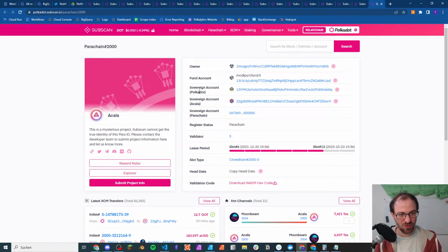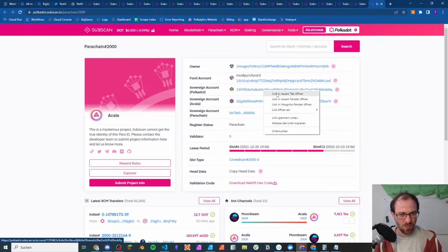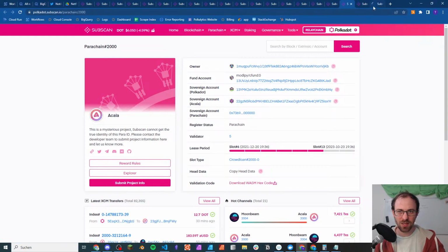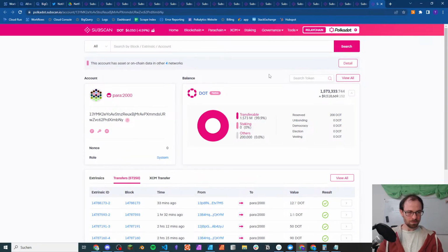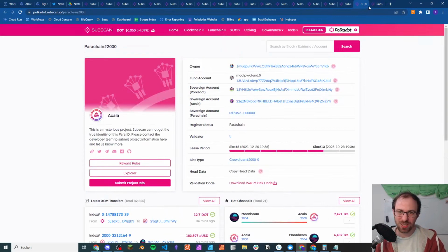And then we have the sovereign account of Polkadot. And what is this sovereign account, Acala? Okay, this is on the Acala side. But the sovereign account of Polkadot, what is it? Basically, every parachain has its own account on the Polkadot network, and it's called the sovereign account. It's called the sovereign account because it is in the sovereign control of the parachain. Whoever governs the parachain, this could be sudo, the council, or democracy, governs the sovereign account of the parachain.